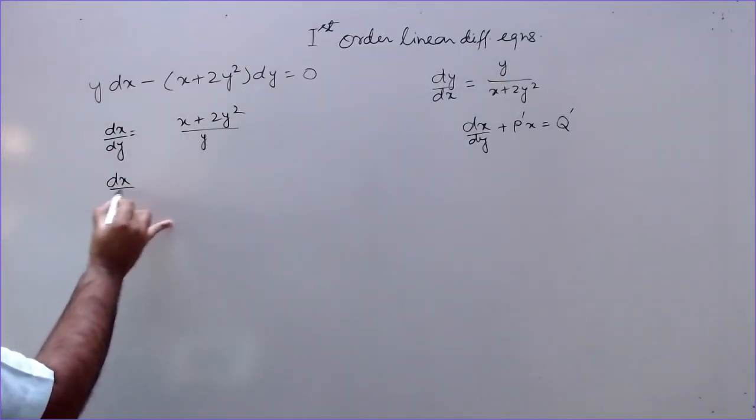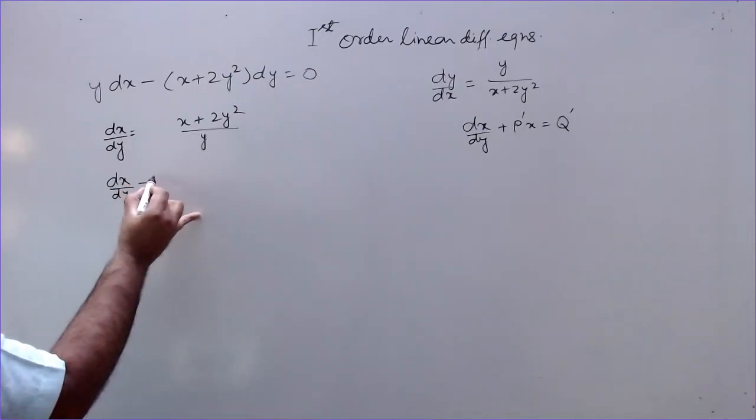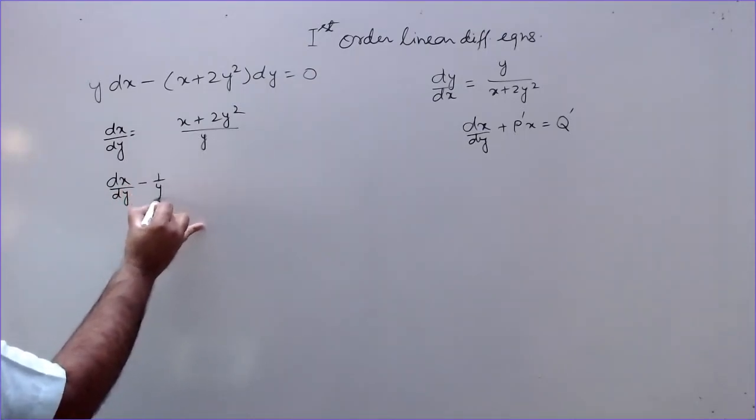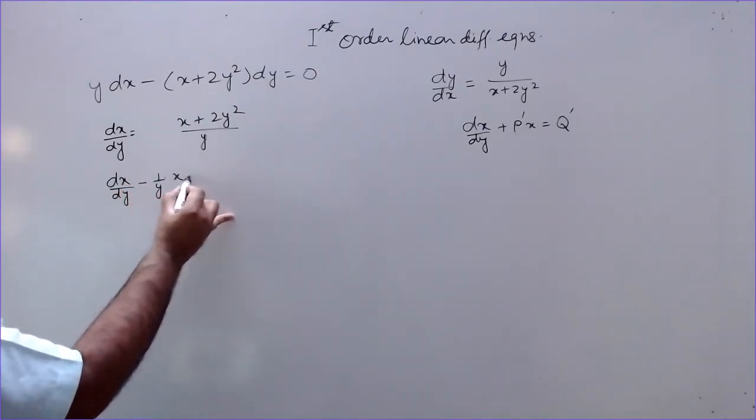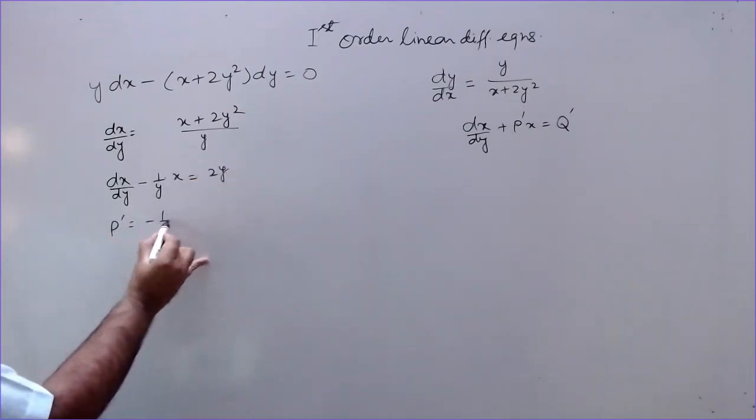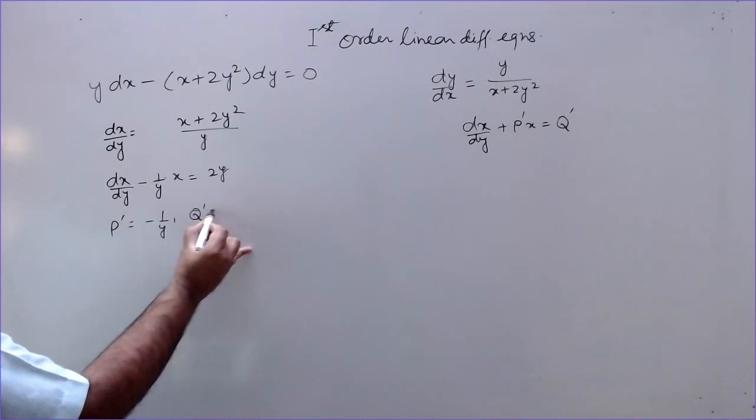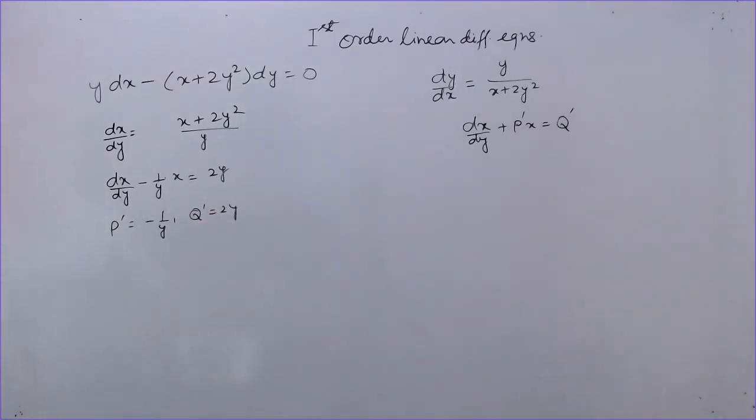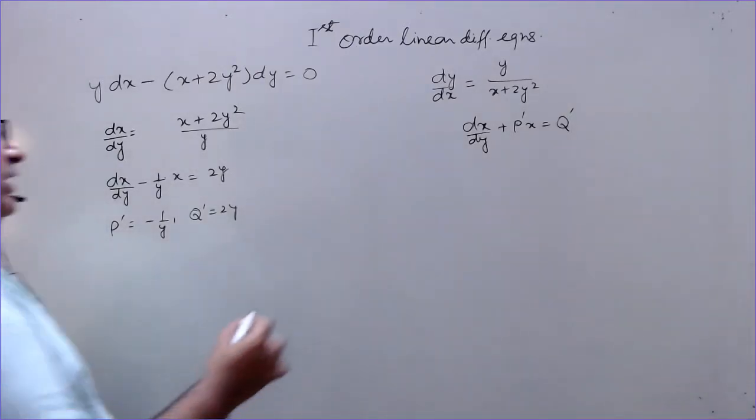So this becomes dx by dy minus 1 upon y into x is equal to 2y. So we get p dash is minus 1 upon y and q dash is 2y. Now you can find the integrating factor.